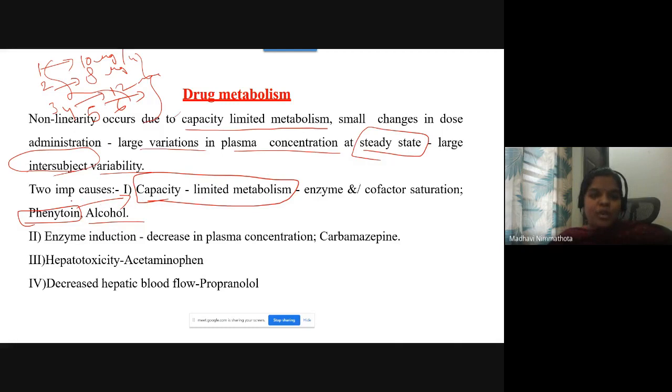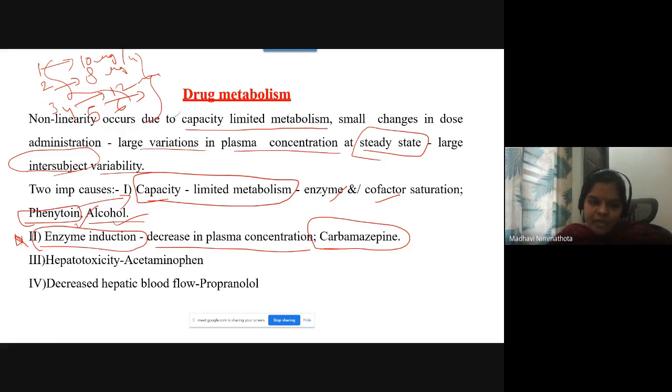So the two important causes for this drug metabolism. First one is capacity limited metabolism, either through enzyme or cofactor saturation. Examples are phenytoin and alcohol. And one more important thing is enzyme induction. In case of enzyme induction, there may be a decrease in the plasma concentration. The example for this is carbamazepine.